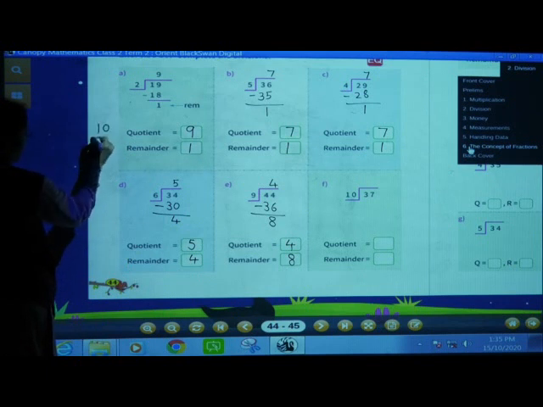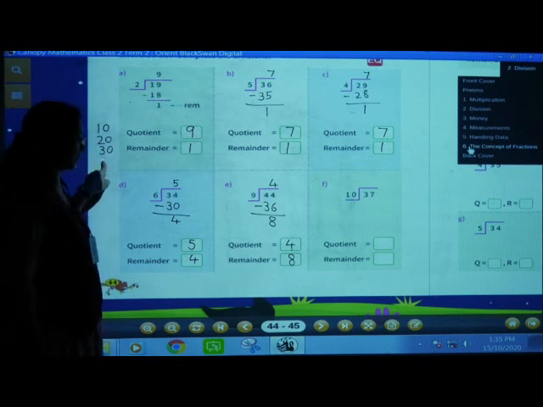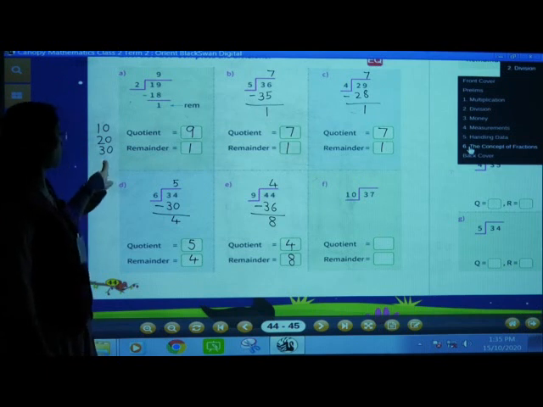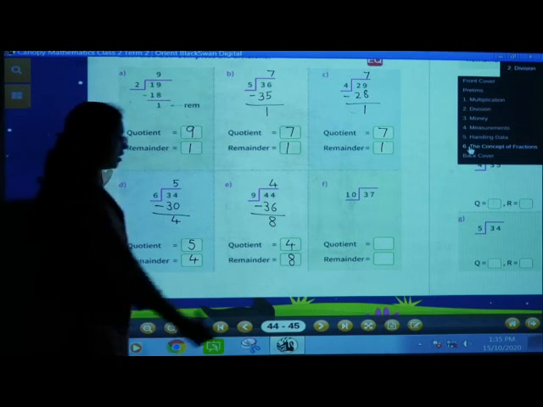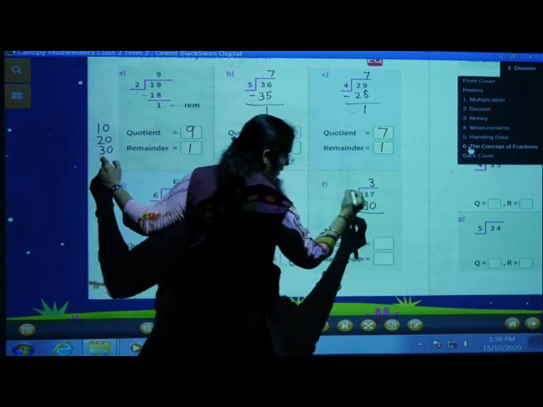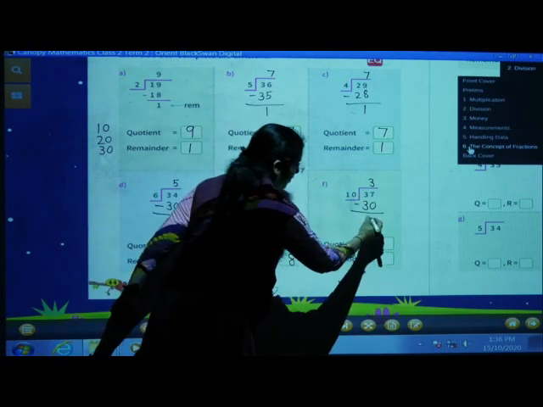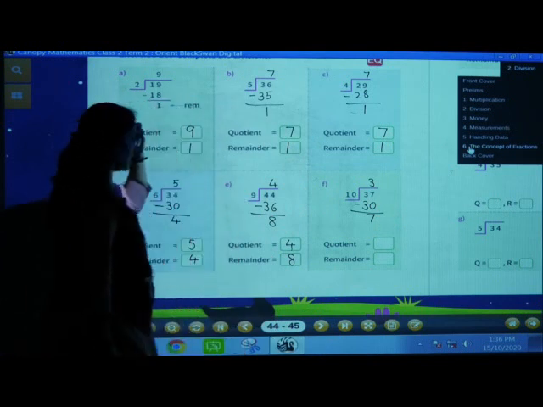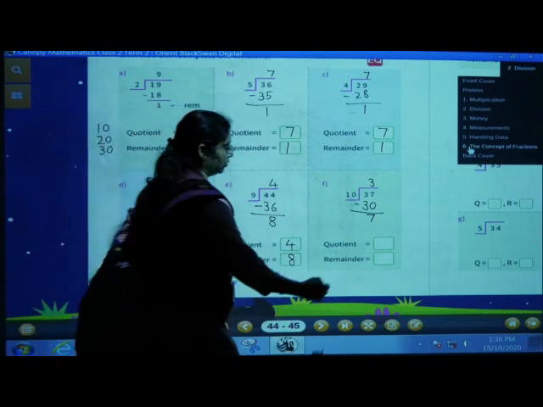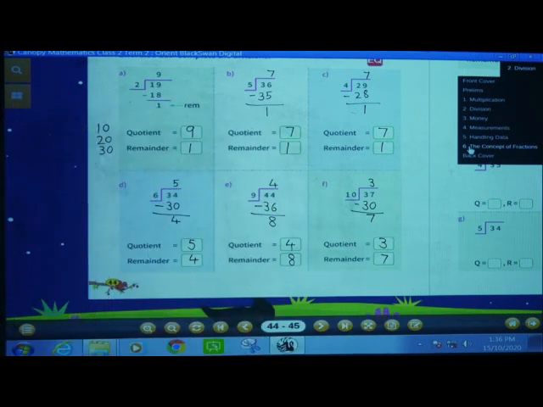See, 10 ones are 10, 10 twos are 20, 10 threes are 30 and 10 fours are 40. 40 is a bigger number than 37. We can't take 40. So, 10 threes are 30. 30 is a smaller number than 37. So, 37 minus 30 is 7. 7 is the remainder. And what is the quotient? 3. Okay, did you understand?